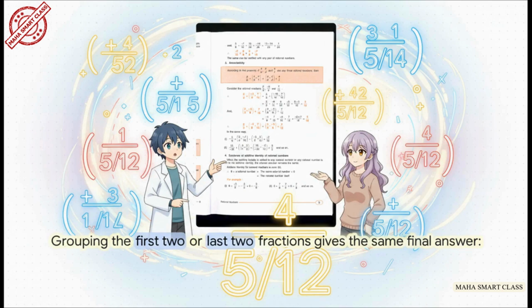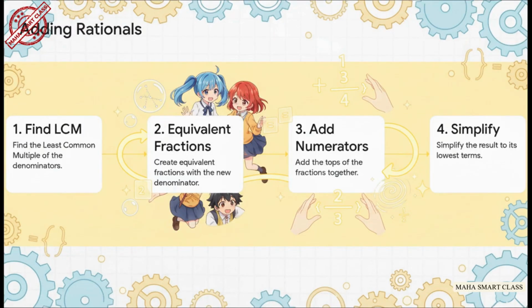Seeing this principle at work, you could group the first two fractions, or you could group the last two. Now, the steps you take in the middle might look a little different, but that final answer is going to be 5 over 12, no matter what. And that's actually a super powerful tool when you're trying to simplify complicated problems.